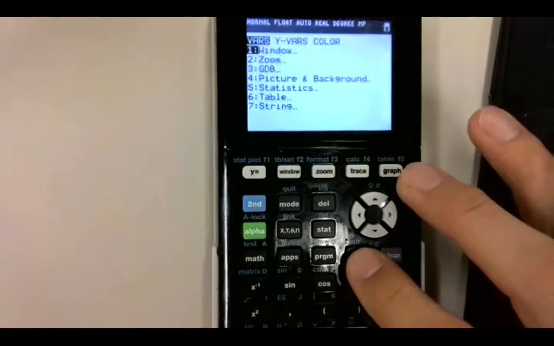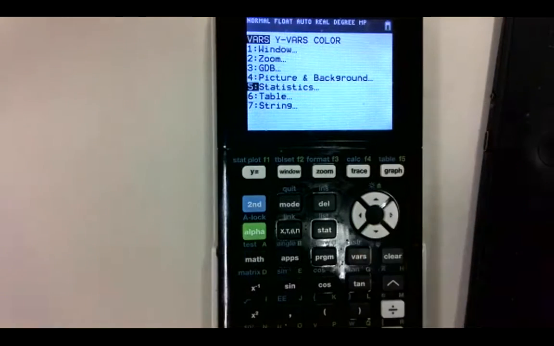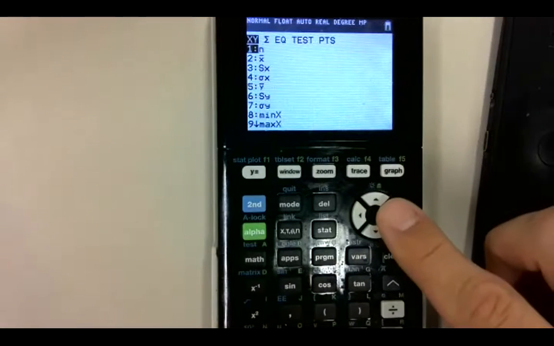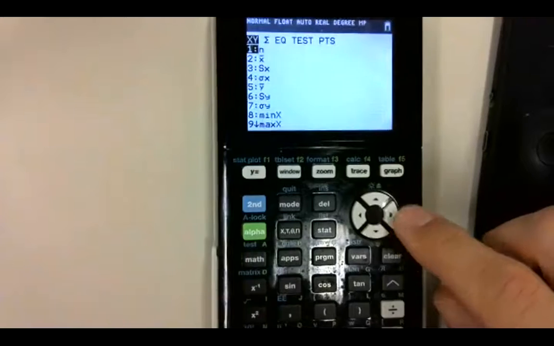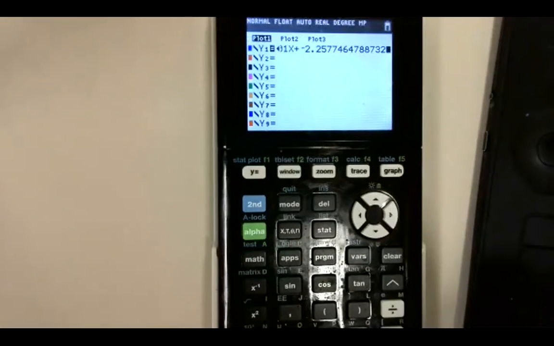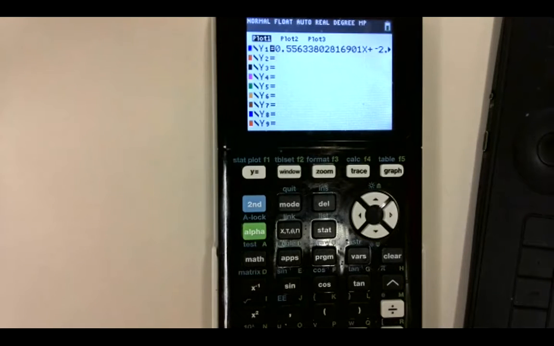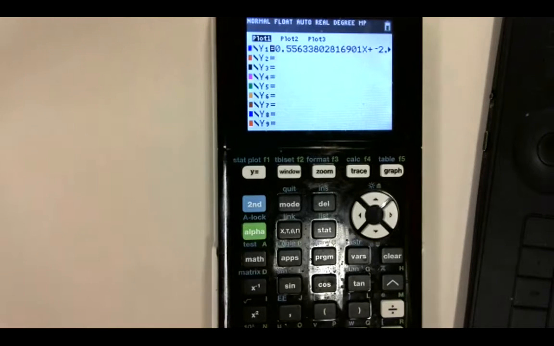Vars. And then I want to go down to what? Statistics. Yep. And then what do I do from here? You go to equation. Yeah, there we go. Go to equation, hit enter, and enter again. Now, let me read that screen one more time. How long will her hair be in 36 months?